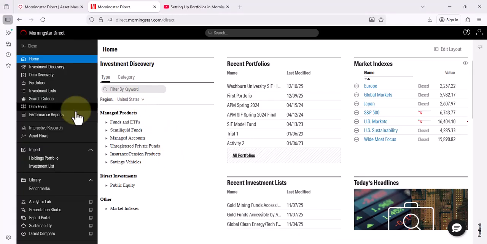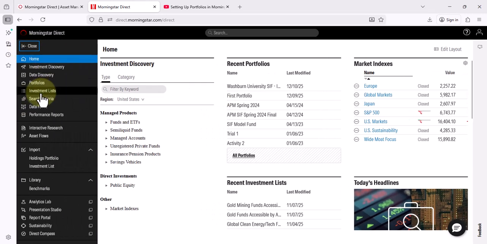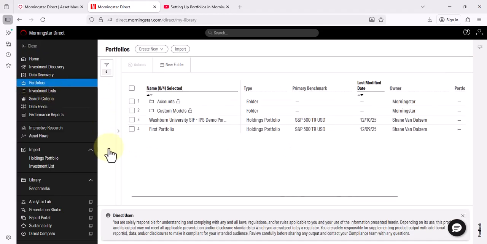So I'm going to start out here with the splash page for Morningstar Direct, kind of the online version of it. And last time, again, I demonstrated how to create a portfolio. And to do that, we go to Portfolios, and you can see here the portfolios that I have, and the one I showed you how to make was called First Portfolio. So that's where I'm going to start today.